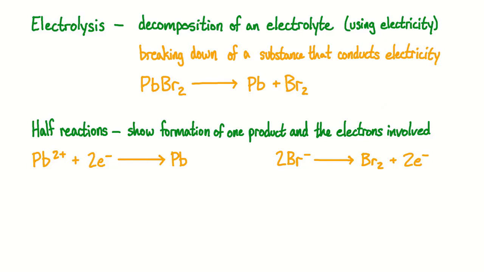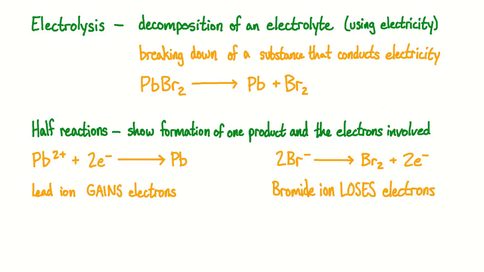There are 2 main categories of half reactions. Either the atoms or ions gain electrons, or the atoms or ions lose electrons. For the reaction on the left, the lead ion gains electrons to form lead.